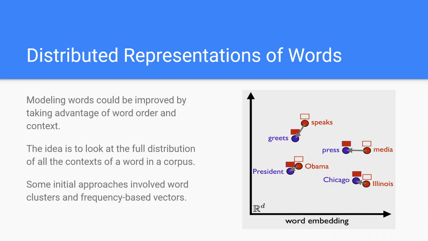Modeling words could be improved by taking advantage of word order and context. The idea is to look at a full distribution of all the contexts of a word in a corpus. That is, all the situations a word is found in should be gathered together and factored in to generate that word's embedding. Now, how was this done? Some initial approaches to this involve word clusters. Word clusters were first introduced by Brown et al.